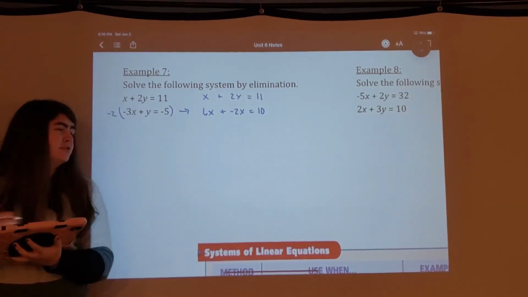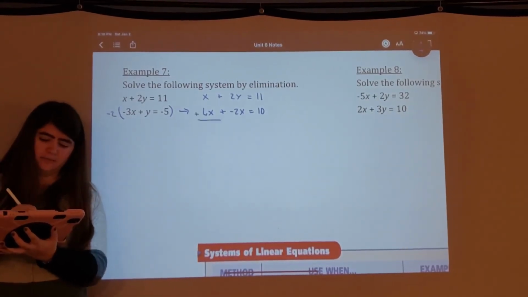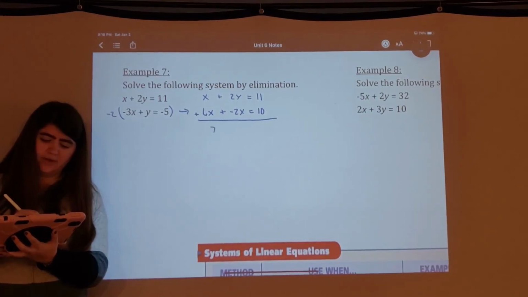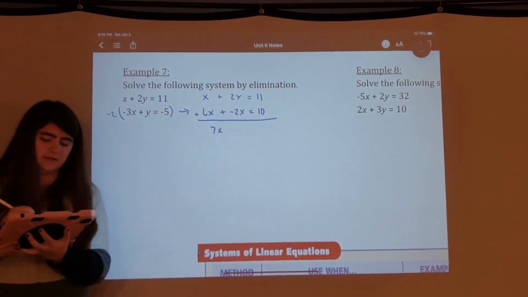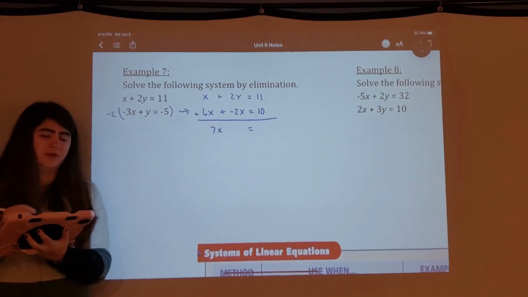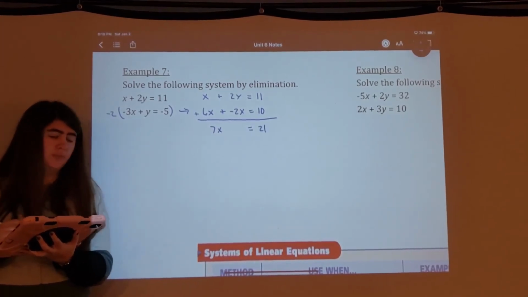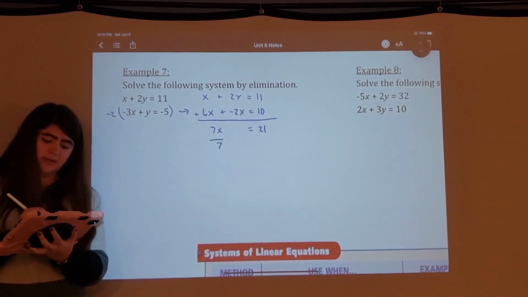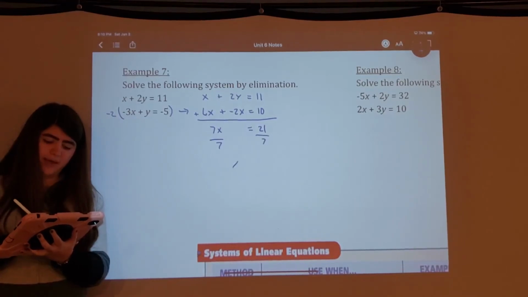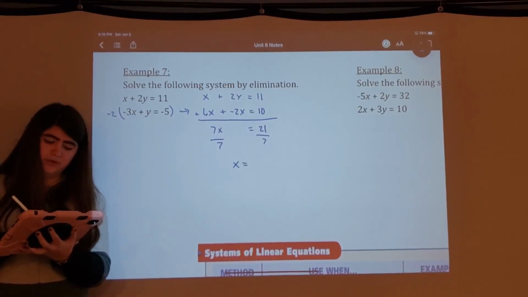Now I can take those two things and I can add them together. So I have 7x, my y's cancel out, is equal to 11 plus 10, which is 21. I'm going to divide both sides by 7. That gives me x is equal to 3.